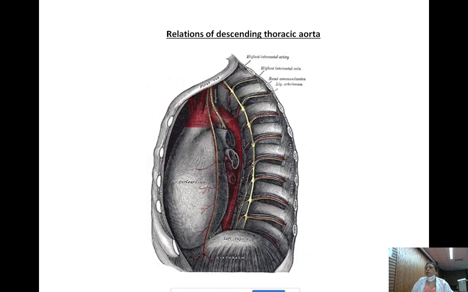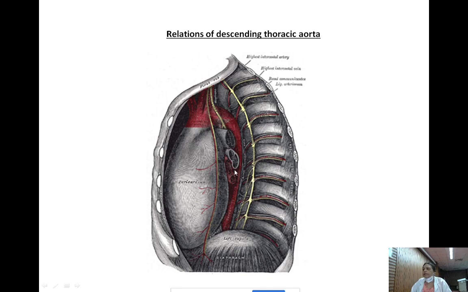Now you come to the descending thoracic aorta relations. The descending thoracic aorta is related anteriorly and posteriorly. Also there are some relations on its lateral side, right and left. Okay, so this is the left side. We are seeing that picture from the left side. Now anterior relation, what are the structures?